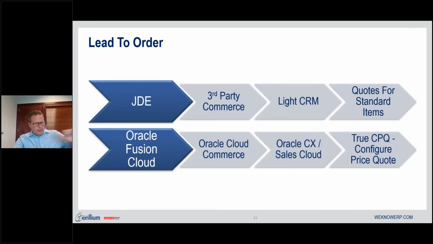So first, I'm going to talk a little bit about lead to order, and I'm going to apologize that my slides are not pretty. And really what I try to do here is lay over the two different products and talk about what's there. For example, to start with, third party commerce. So within JDE, if you're in World, there's really only third parties, and if you're in E1, there's customer self-service, which really isn't widely used.